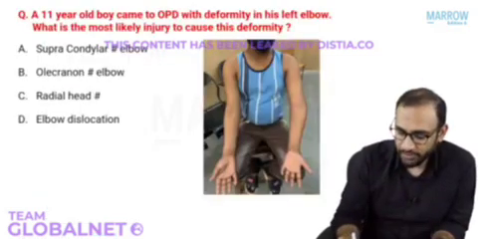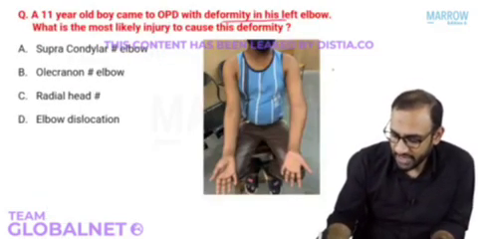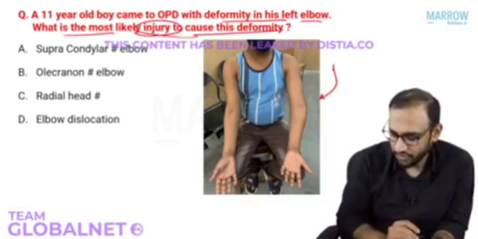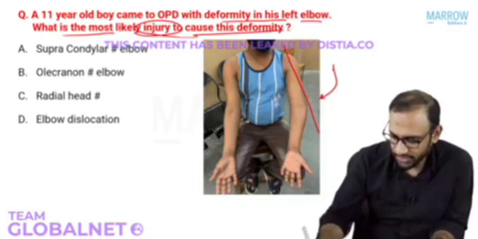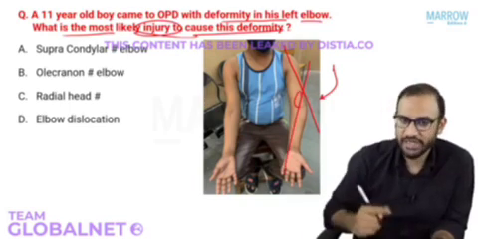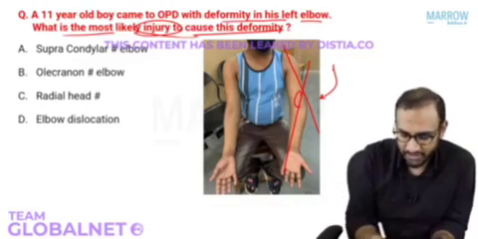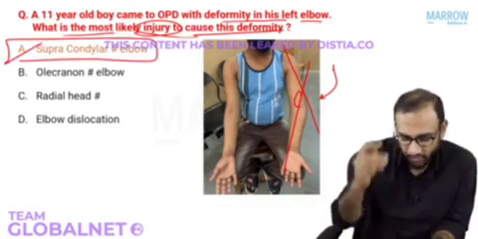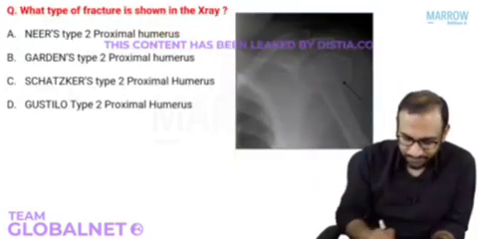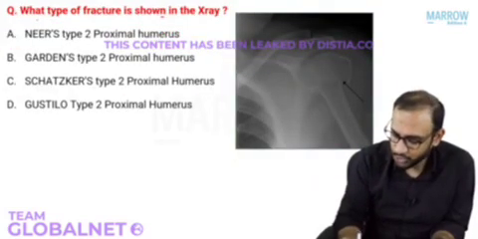A 11-year-old boy came to the OPD with deformity in his left elbow. What is the most likely injury to cause this deformity? So what is the deformity? It is cubitus varus deformity. Carrying angle has been decreased. Bohler's angle has increased. So what is it? It is supracondylar fracture of the elbow. Without wasting any time, that is the diagnosis. Okay, very good. What type of fracture is shown in the X-ray?